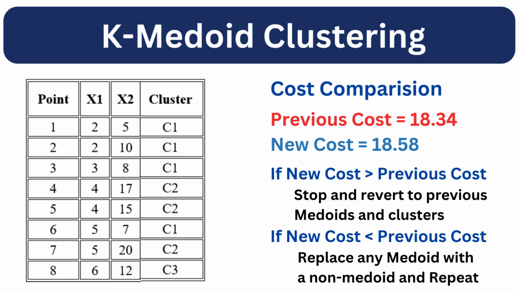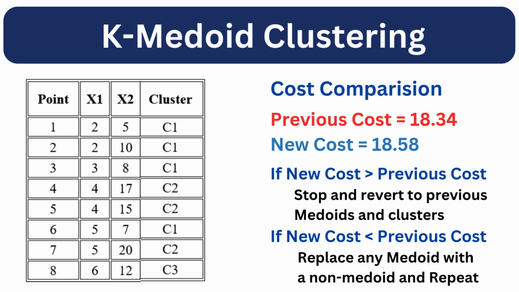If the new cost is greater than the previous cost, it means we can now stop and we can revert to the previous clusters and previous medoids. If the new cost is less than the previous cost, it means that the new clusters are better. We will now replace any medoid point with a non-medoid point and repeat the process again.